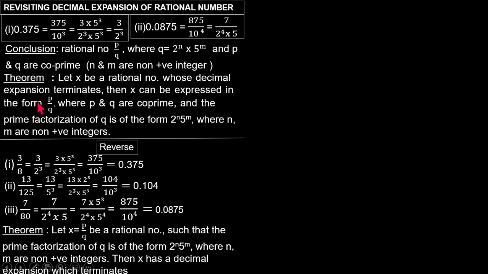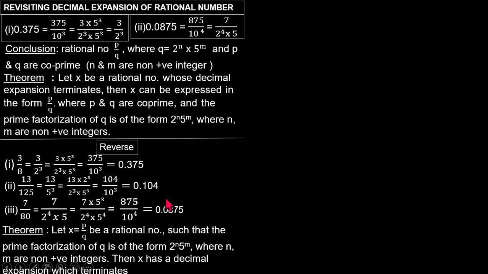Again there is a theorem related to this. You need not worry about the theorem. We will come to a final conclusion which will be helpful for us to solve the numericals. Again, let x be equal to P by Q be a rational number such that the prime factorization of Q is in the form of 2 raised to power n into 5 raised to power m, where n and m are positive integers. Then x has a decimal expansion which terminates.